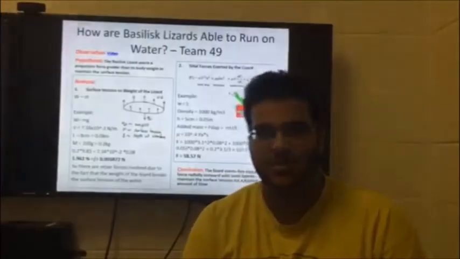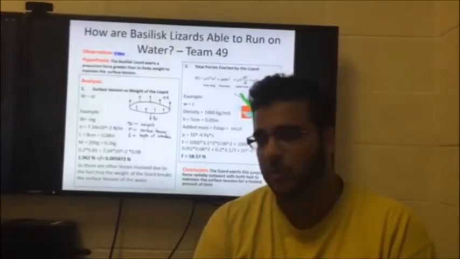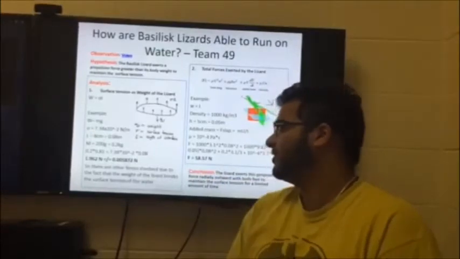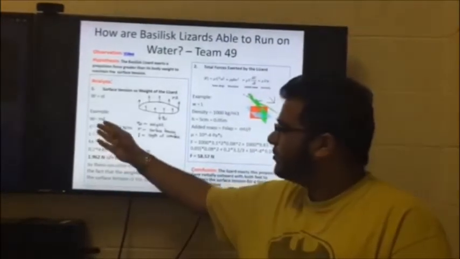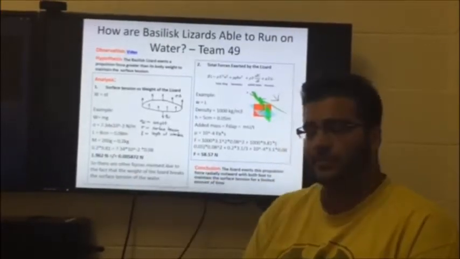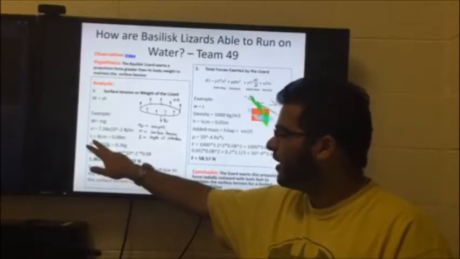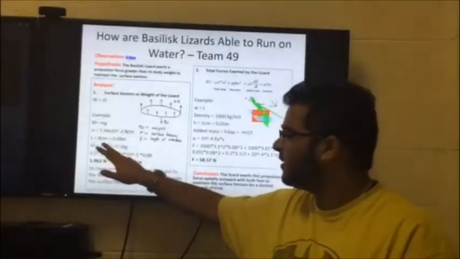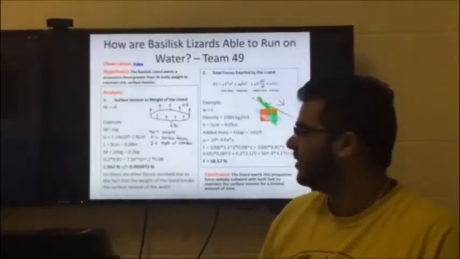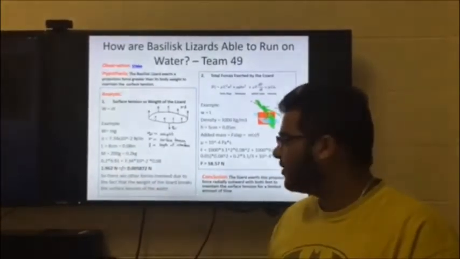Our first analysis was whether the surface tension was enough to keep the lizard on the surface of the water. So we found this equation: the weight equals the surface tension times the length. Weight equals mass times gravity. The average surface tension of water is 7.34 times 10 to the negative 2 newtons per meter. The average length of a foot of the Basilisk lizard is 8 centimeters or 0.08 meters. The average mass is 200 grams, so that's 0.2 kilograms.